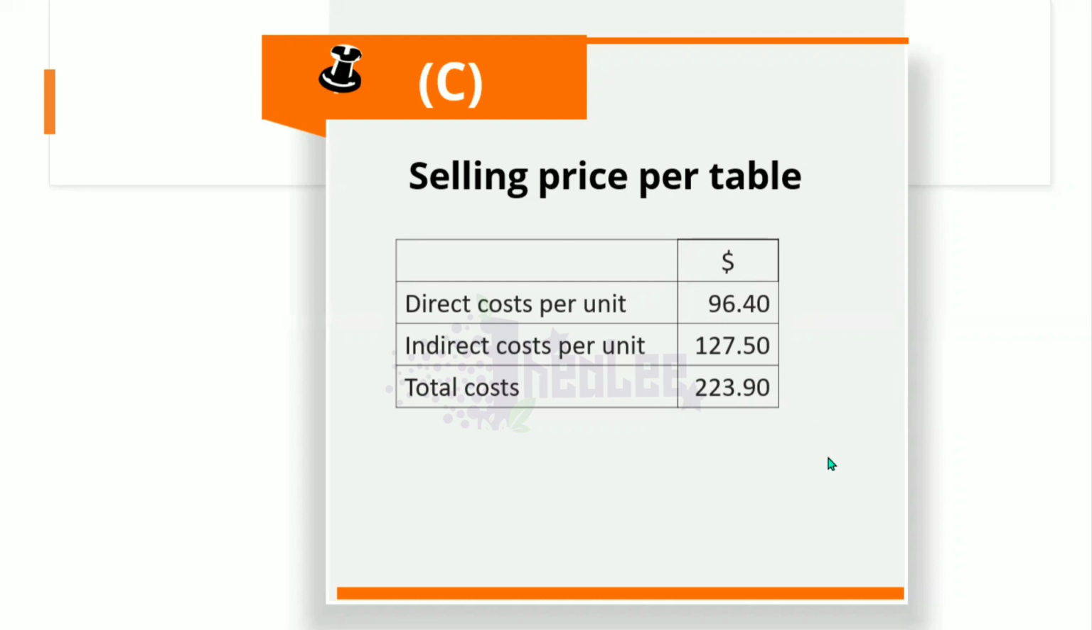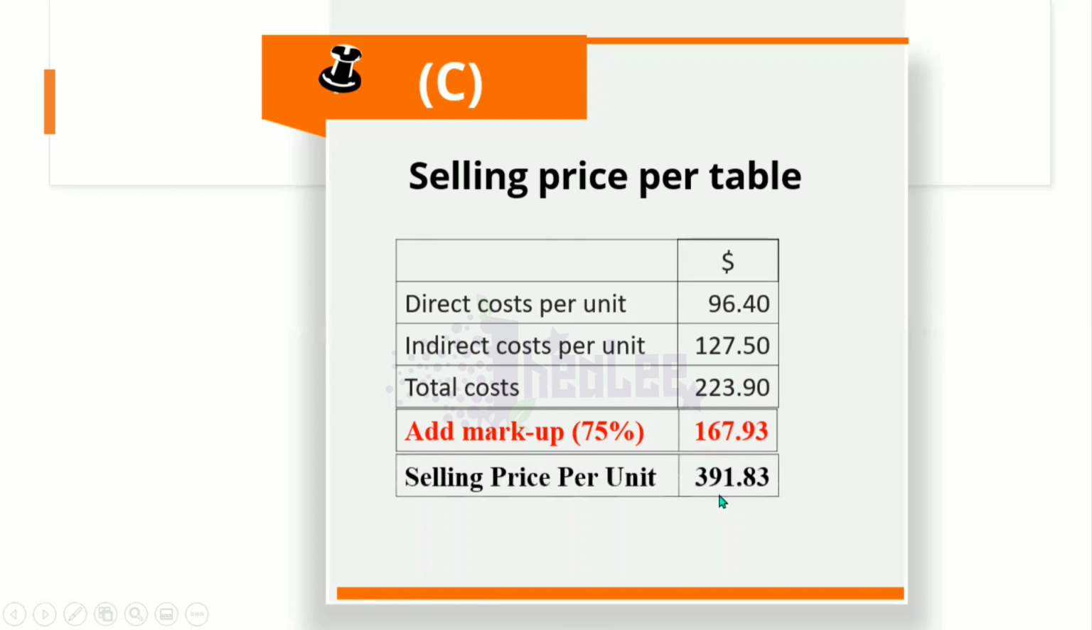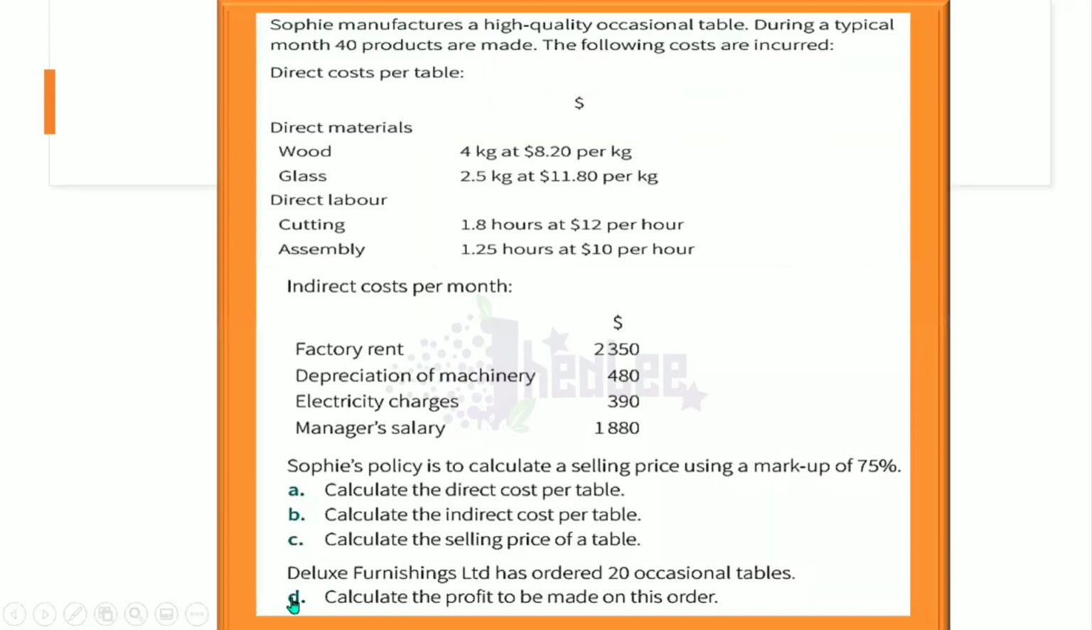To this now, we're going to add the markup. So we're going to apply the cost plus principle in order to arrive at the selling price. And it is the 75% of the total cost that will give us the markup, which is a profit that will be generated from selling one table. And that is $167.93. Remember, to get this, it is 75% of the total cost to produce one item. And our total selling price is therefore $391.83. How did we arrive at this? It is the total cost plus the markup, and that gives us $391.83.